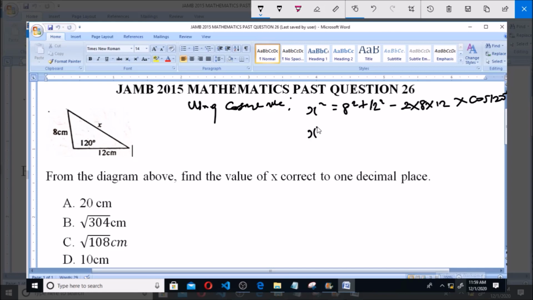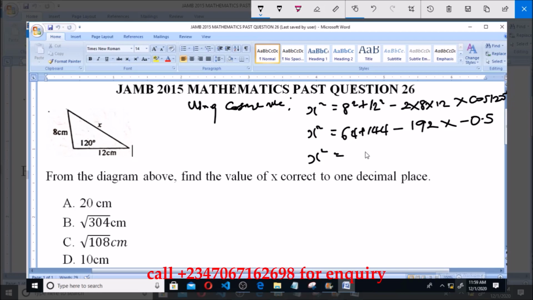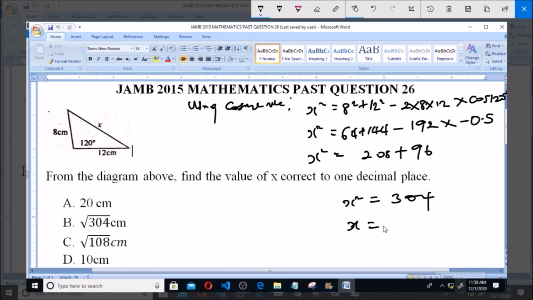So x squared is equal to 64 plus 144, then minus 192 multiplied by minus 0.5, since cos 120 is minus 0.5. So x squared is equal to 208, then plus, minus 192 times minus 0.5 will give us 96. So x squared is equal to 304. Then x will be equal to the square root of 304, and that is option B.